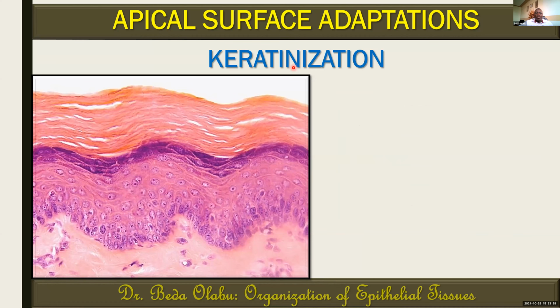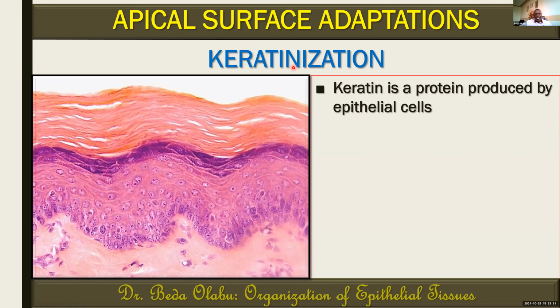The fourth apical adaptation is keratin. We've already alluded to keratin when we talked about stratified squamous keratinized epithelium. Keratin is the name given to the intermediate filament that is found in epithelial tissues. I hope you do remember in muscle, you call it desmin. In astrocytes, you call it glial fibrillary proteins and the like. So keratin is the name given to intermediate filaments which are found in epithelial tissue.